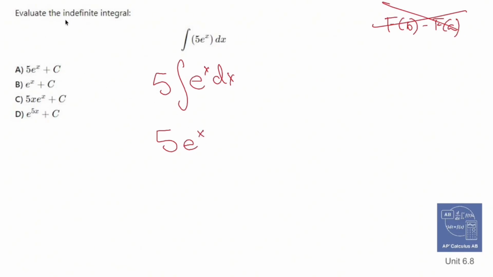However, when I'm taking the indefinite integral, I have to add some arbitrary c. Why? Well, if I were to take the derivative of this to try to go backwards, that c would become nothing. So I need that c there. So in this case, my answer is going to be a.